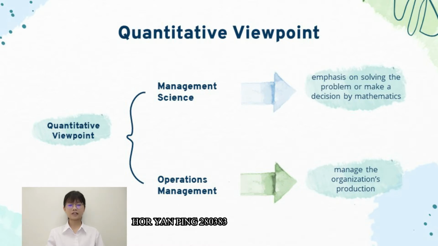Now, I would like to talk about the quantitative viewpoint and the contemporary perspective. The quantitative viewpoint is an application of quantitative techniques to management. Based on management science in the quantitative viewpoint, the emphasis is on solving problems or making decisions by mathematics, such as helping the manager to produce goods or services with the maximum use of the product. Besides, operations management in the quantitative viewpoint is used to manage the organization's production so that they can produce their product effectively and efficiently.